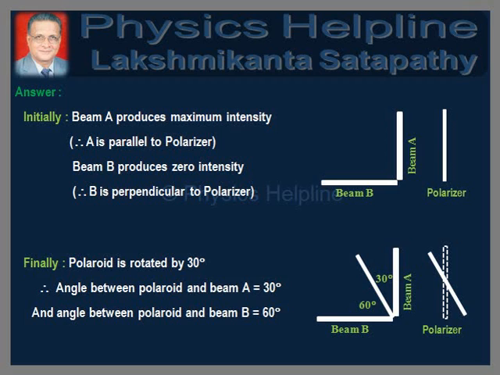Now, the Polaroid is rotated through an angle of 30 degrees as shown in the second figure. It can be seen that the angle between the line of polarization of A and the transmission axis of the Polaroid is equal to 30 degrees, and that for beam B is equal to 60 degrees.